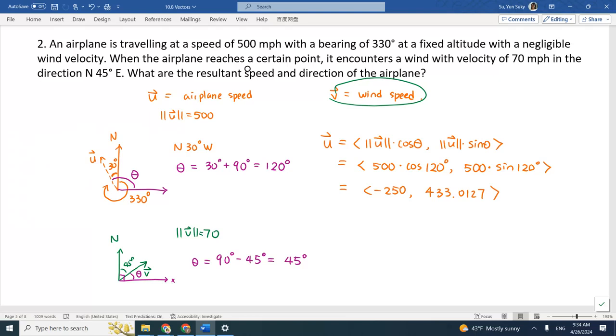If we want to use this formula, your theta always starts from the positive x-axis. And therefore v is the same formula: the speed times cosine of the angle, and the speed times sine of the angle. This is the velocity of the wind.